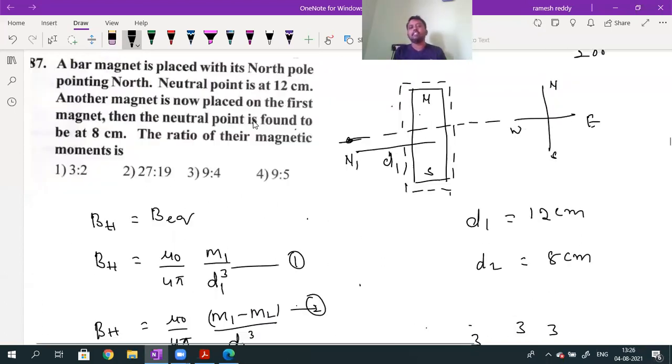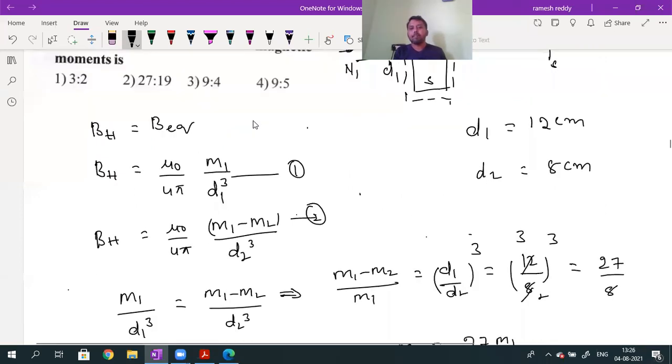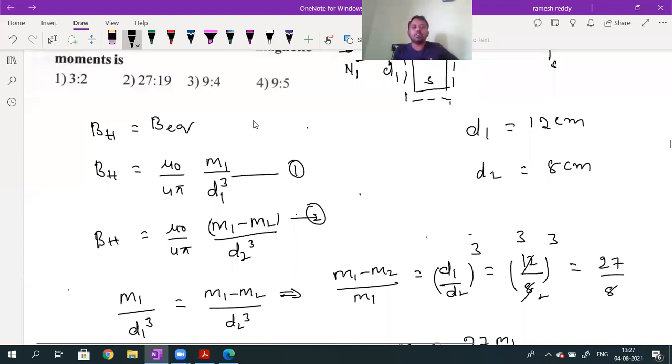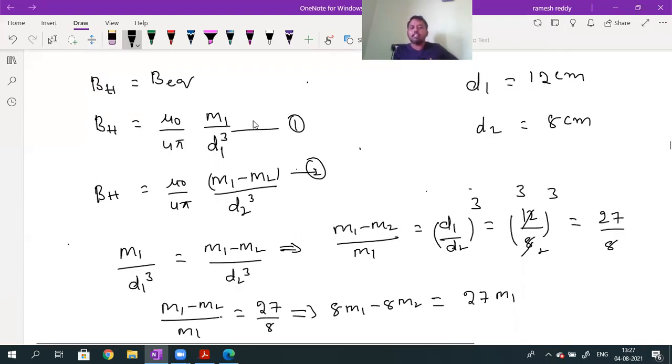27 is to 19, we have to get the answer. Ratio, everything is written correctly, right? First time, BH value is mu naught by 4 pi into m1 divided by d1 cube. Second time, BH value is mu naught by 4 pi into (m1 minus m2) divided by d2 cube. D1 is given as 12 centimeters, D2 is given as 8 centimeters. By equating both, LHS equals RHS, so m1 divided by d1 cube is equal to (m1 minus m2) divided by d2 cube.